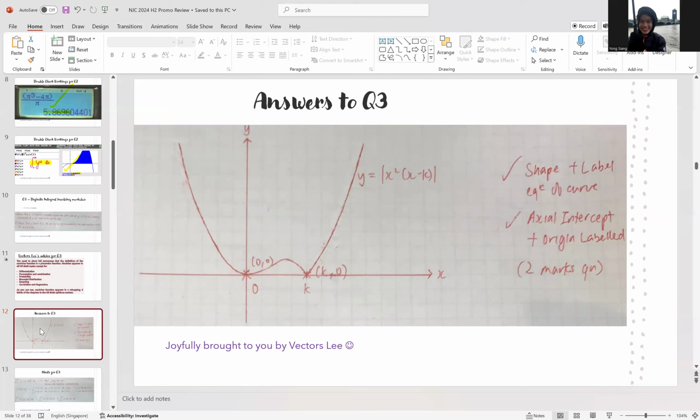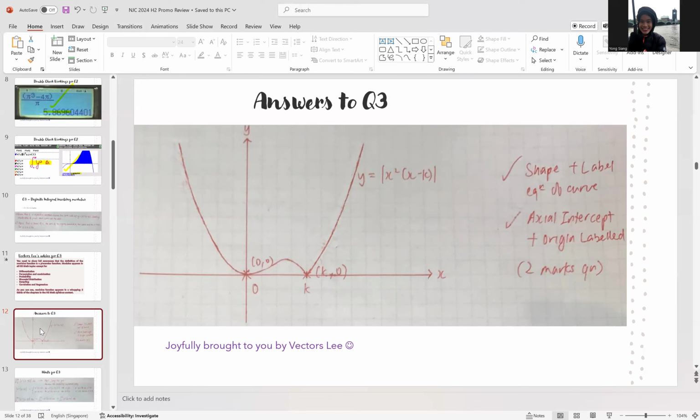Your second mark is, of course, the shape plus the labeling equation of the curve. And of course, please label your origin. For this question, it so turns out coincidentally that the y-intercept is actually the origin, so it's also the y-intercept and the x-intercept. But this graph has two intercepts. The first x-intercept is at the origin, and the second x-intercept is when x is equal to k, so it's the point with coordinates (k, 0).